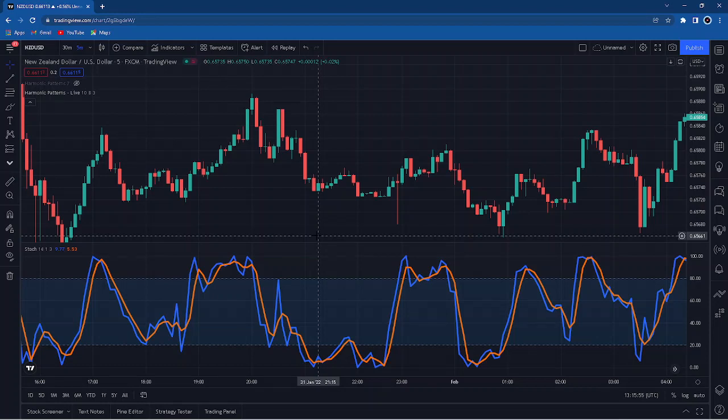So let's talk about it. Last week we discussed the stochastic and what the stochastic does, right? It was part of our three indicator strategy that we utilized last week, but let's elaborate directly on the stochastic because it helps so much with momentum.